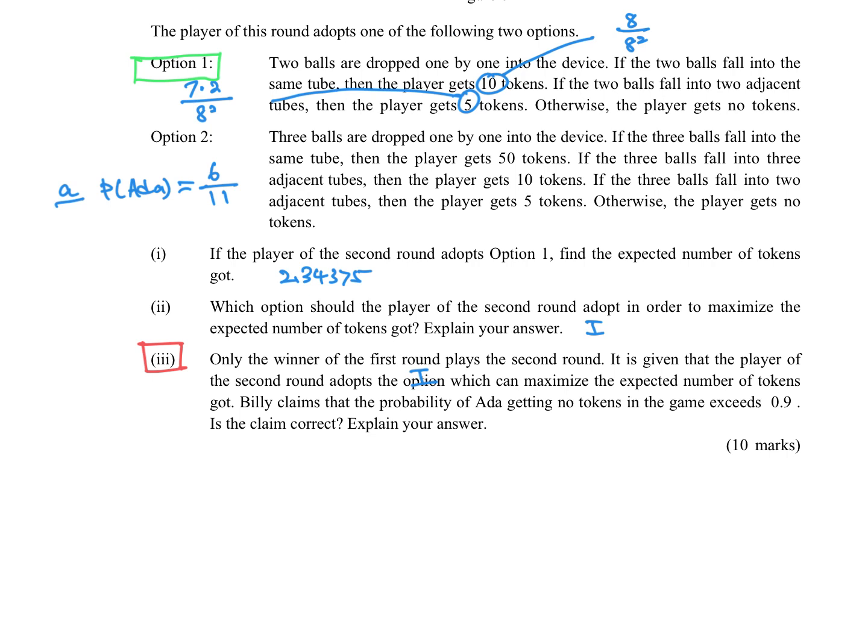So BD claims that the probability of ADA. Okay, so ADA, first of all, ADA. So that means ADA will win the first round, and then getting no tokens. Right, so that's why here we'll try to find the probability that ADA gets no token, and that will be equal to 1 minus the probability ADA gets some token.